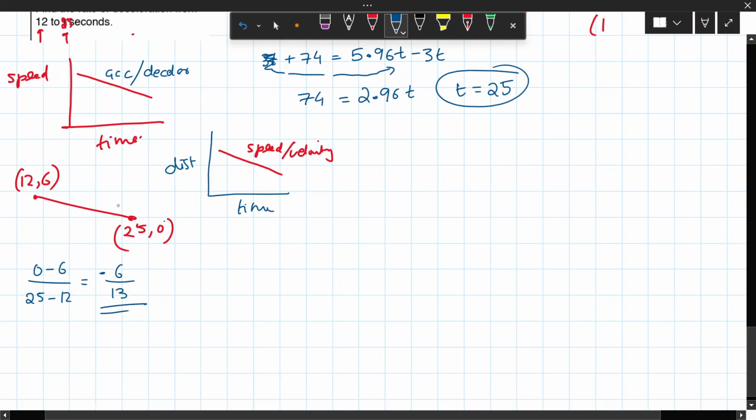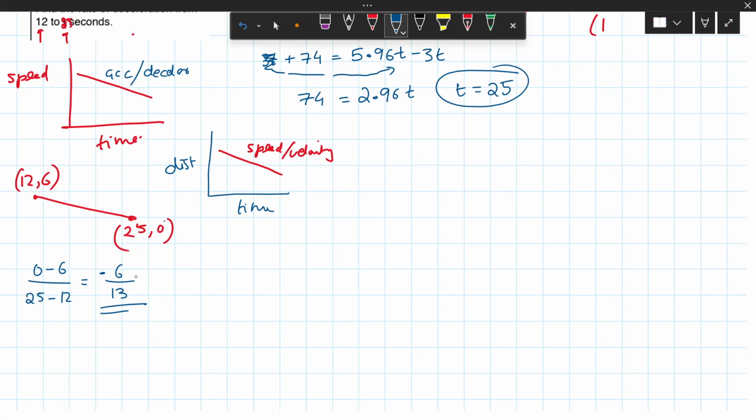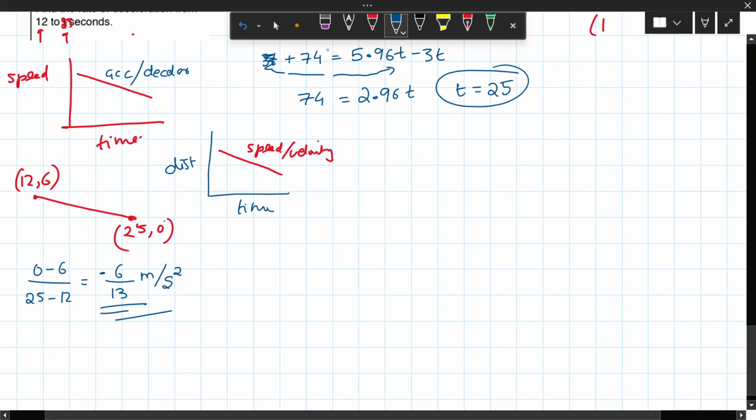If you want, you can convert that to a decimal. Even if you don't, that's still correct. So negative 6 over 13. And because it's deceleration, it would be meters per second squared. So that's the answer for that.